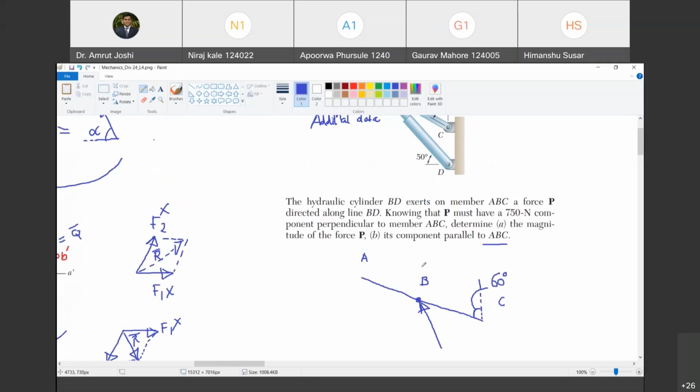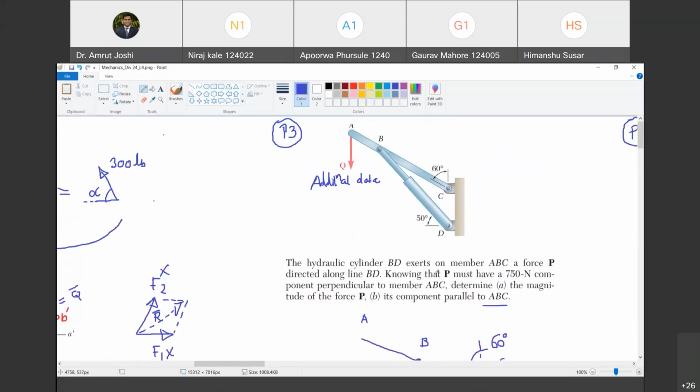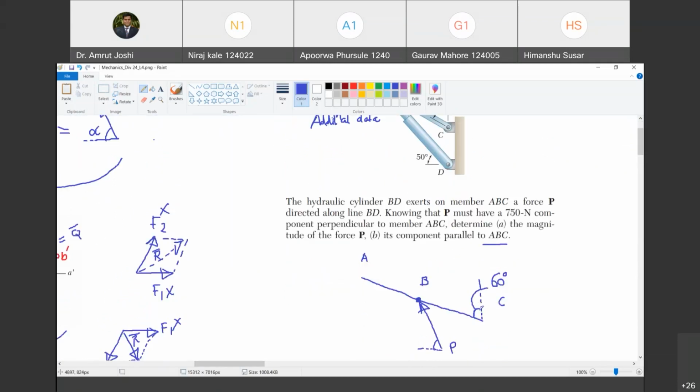And along this line BD, force P is exerted like this. Happy? What is the angle made by this force with reference to the horizontal? 50. So I have not drawn it correctly. 50. One minute, let's draw it again. Now this angle is 50 degrees. Happy? So this is the angle made by this force P.